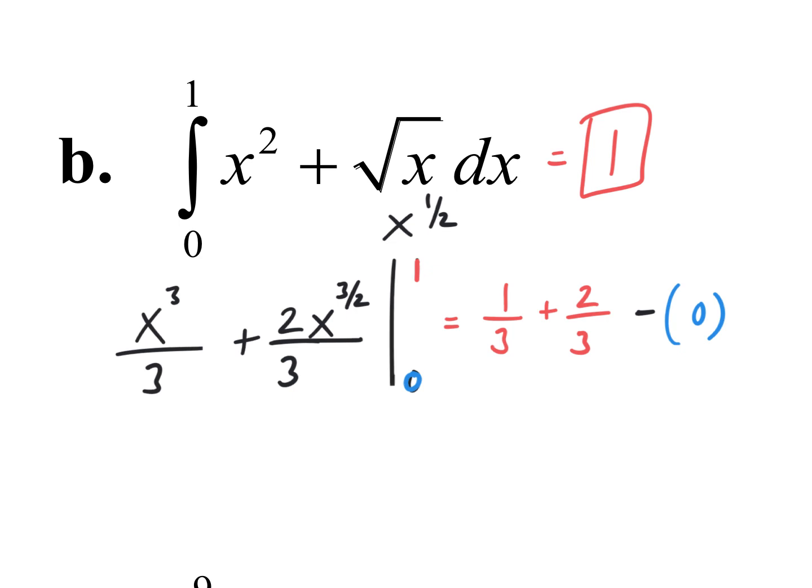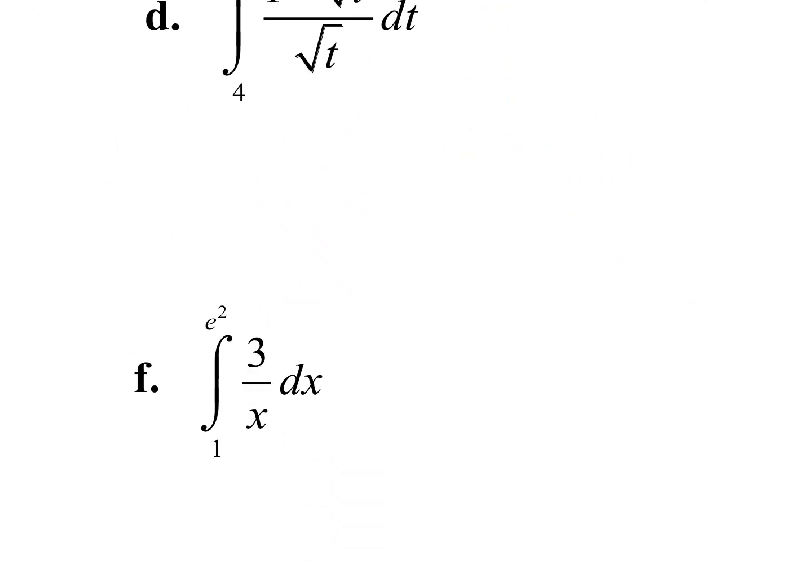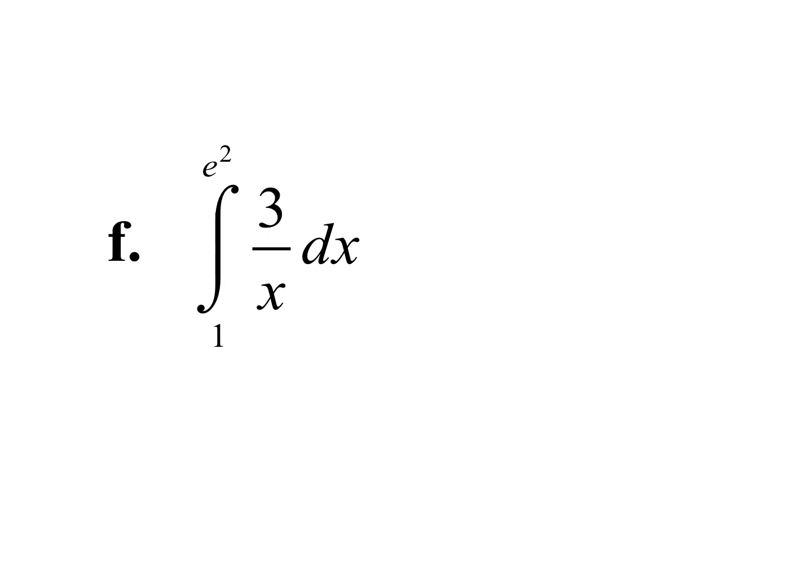Okay, let's look at letter F and then we'll come back to letter D. Letter F is just a little easier. Okay, I've got 3 over x. So if you look just above, when I have 1 over x, that's going to give me the natural log of absolute value of x. So when I evaluate this, I will have 3 times the natural log of x. And then I'm going to evaluate this at both e squared and at 1.